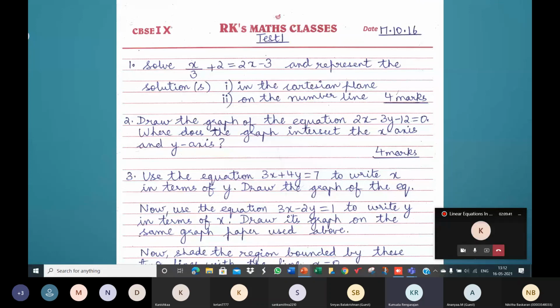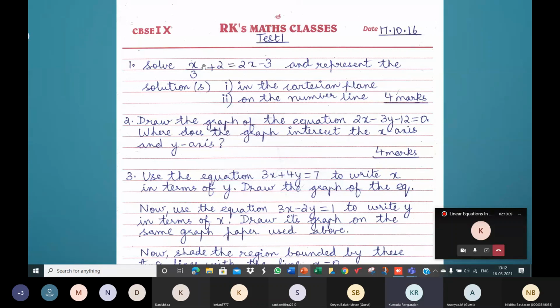So this forms your homework. Let's have a quick look at all the questions. Solve this equation and represent the solutions in the Cartesian plane and on the number line. Cartesian plane meaning treated as an equation in 2 variables x and y. Number line meaning treated as it is, as an equation in 1 variable x.